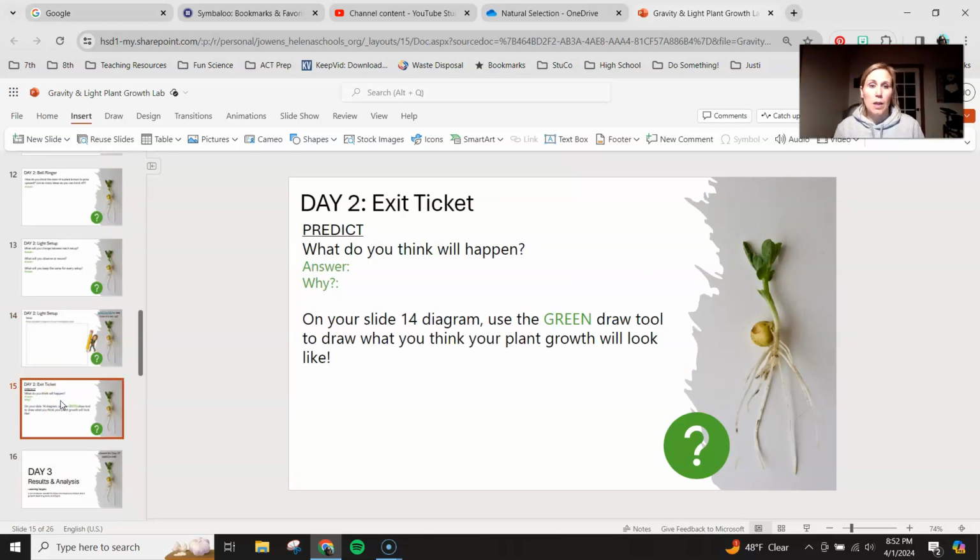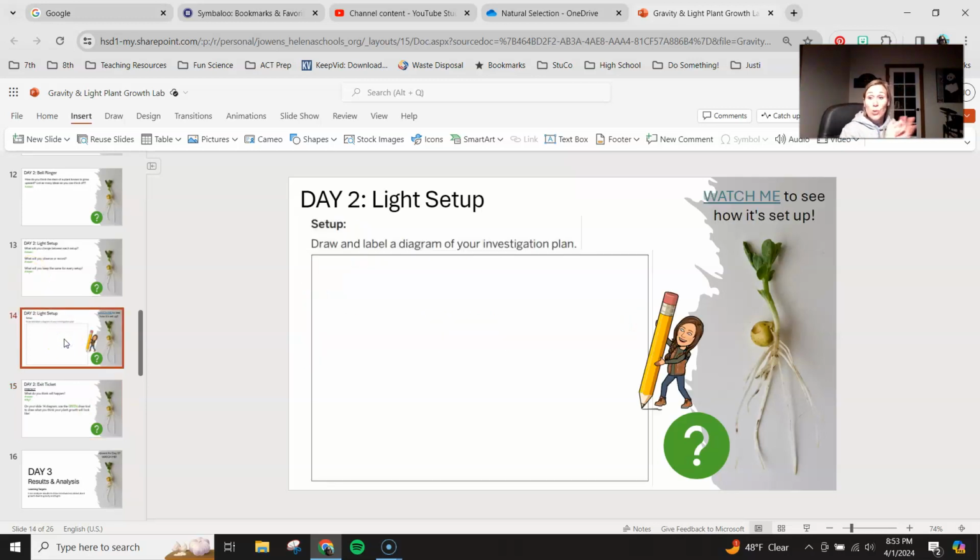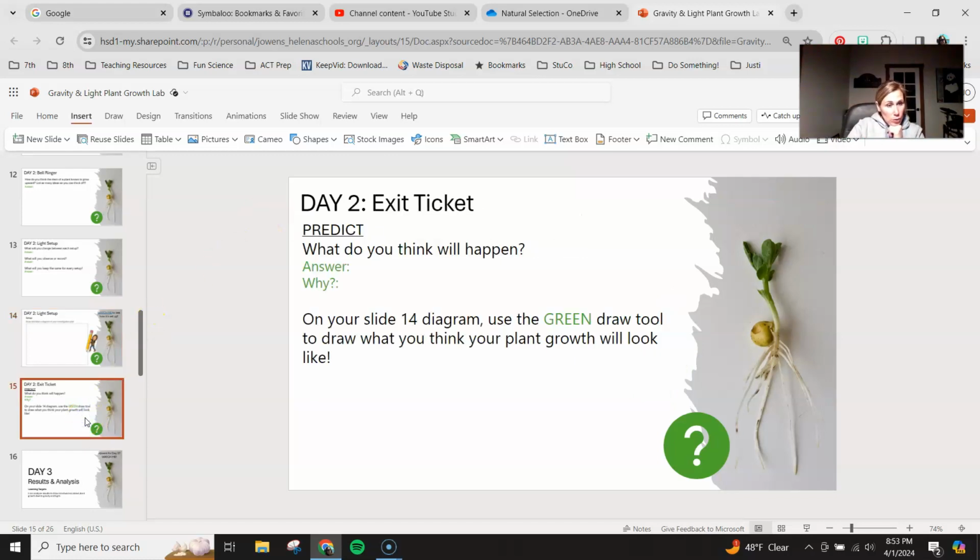Then your exit ticket: predict what you think will happen. Remember, you have 2 different predictions here. What's going to happen to the one that's just plain in the cup in front of the window? What's going to happen to the one in the box that has the little hole in it? On your slide 14 diagram, use a green draw tool to draw what you think your plant growth will look like. So go ahead, come back to slide 14. You have your setup. Now grab a green draw tool and draw what you think is going to happen to the growth of your plant. Once you have that done, you are done with day 2.